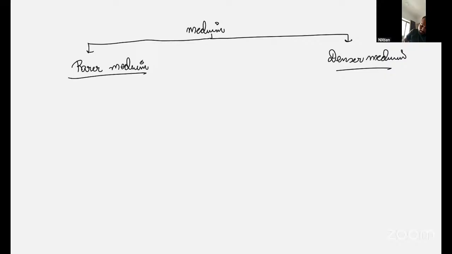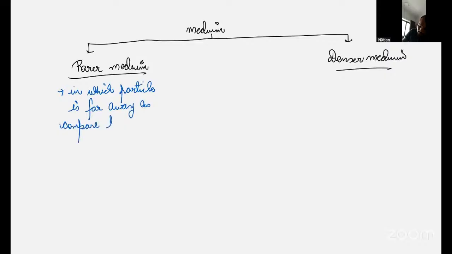So in this, it's a medium in which particles are far away as compared to denser medium. Okay, and what is a denser medium? Yes, Christian.